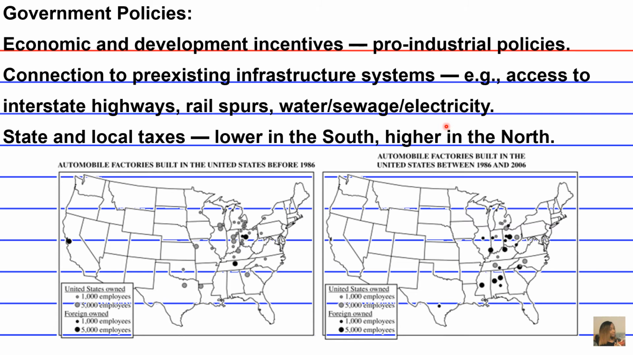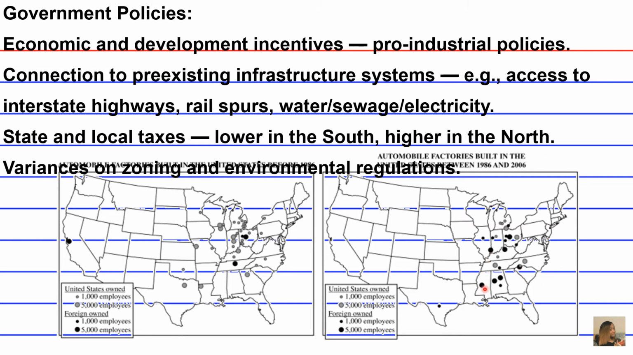And state and local taxes. I used to live in Florida where there was like no state income tax. Also, that's true for Texas. So that may prompt people to move their factories to the south, okay, or other regions. But here it seems to be more southward.